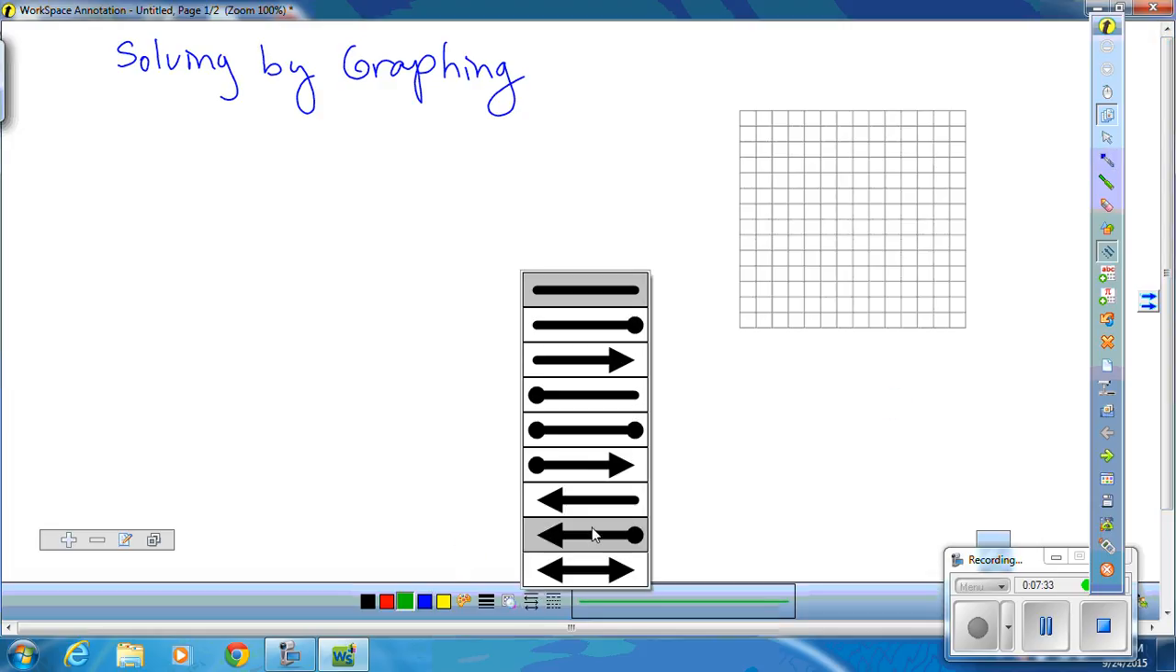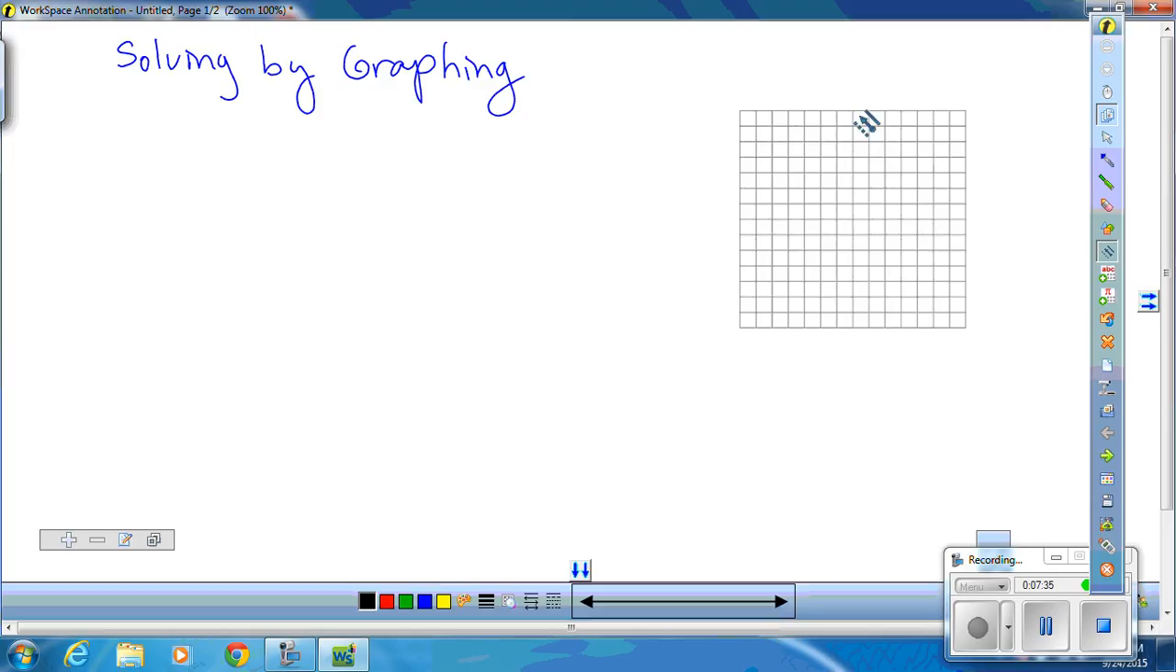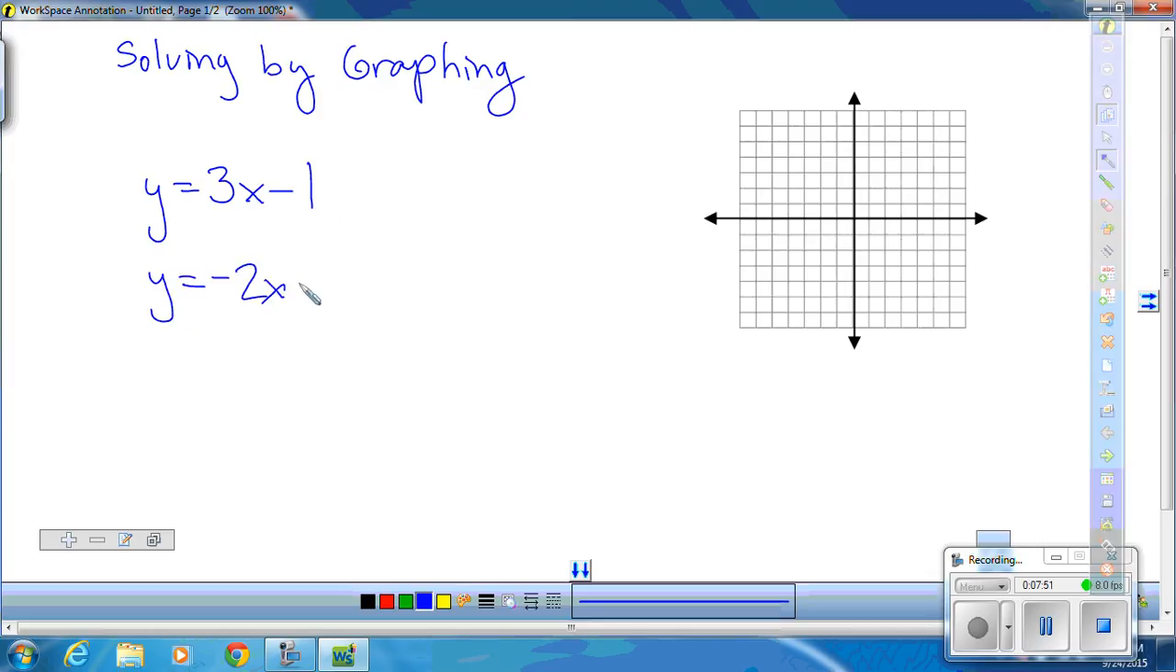So if I'm going to graph, I need my little grid here, so let me get my grid. All right, and so let's look at a system of equations. Let's say that I have y = 3x - 1, and I have y = -2x + 9. This system of equations, I want to solve it and figure out where they intersect. So things I need to remember about graphing: this is our y-intercept, and the number in front of the x is always our slope. We'll continue this in a moment.